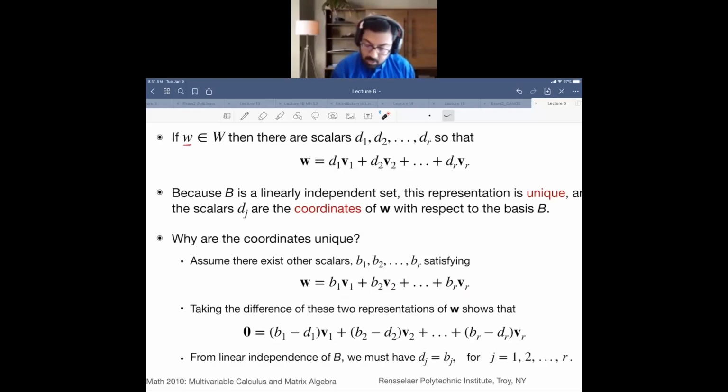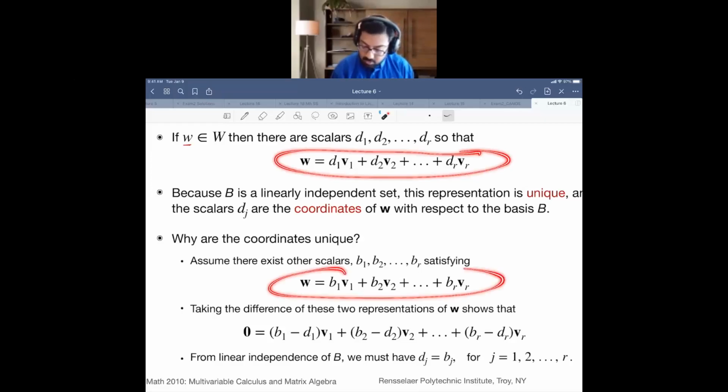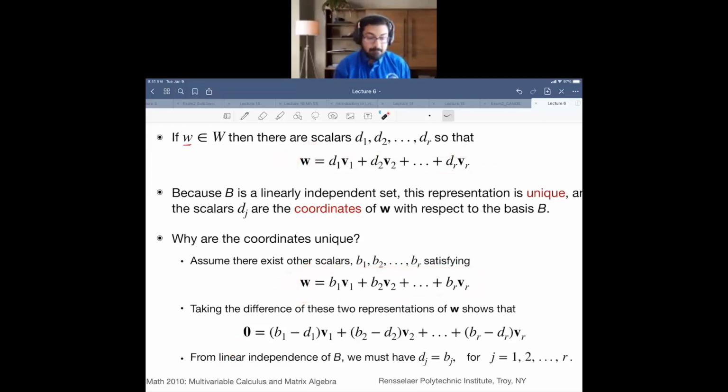If you subtract equation 1 and 2, what do you get? w minus w gives you the 0 vector, and the coefficient of v1 is going to be b1 minus d1. So this is 2, this is 1, you're doing 2 minus 1. So you're getting b1 minus d1 for v1, b2 minus d2 for v2, and so on up to br minus dr for vr.